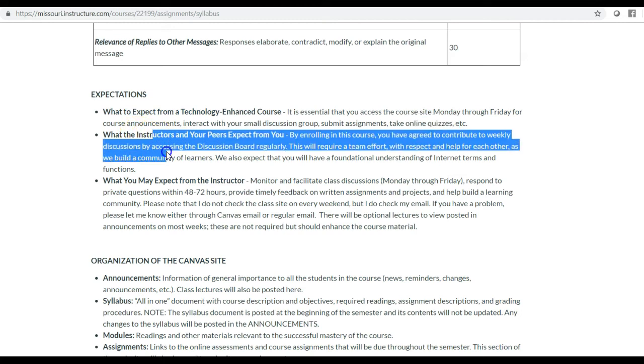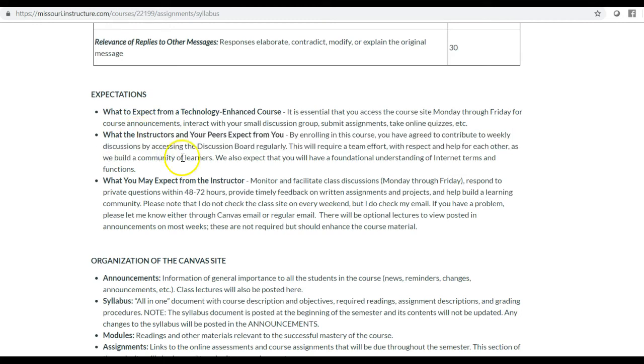What the instructors and your peers expect of you. You've agreed to contribute to our discussions.